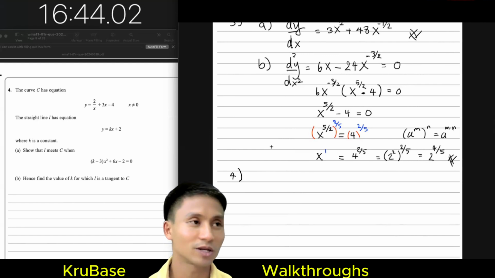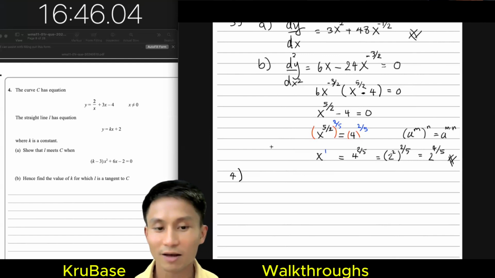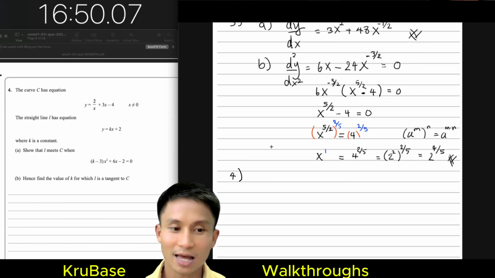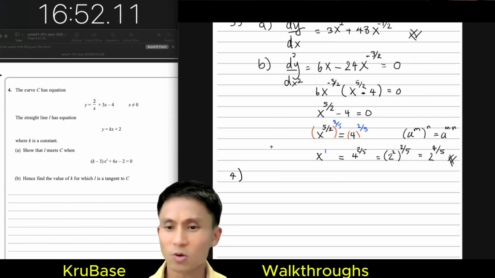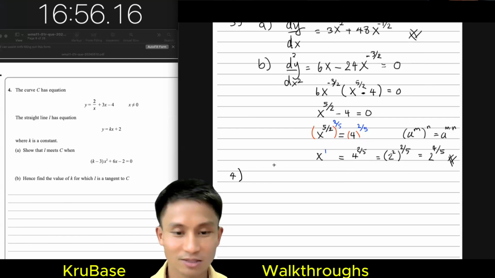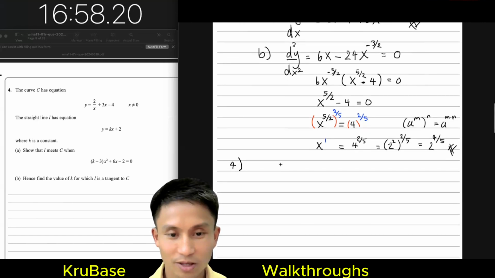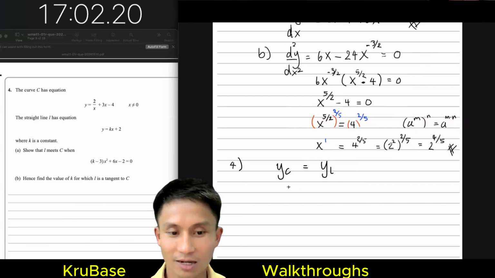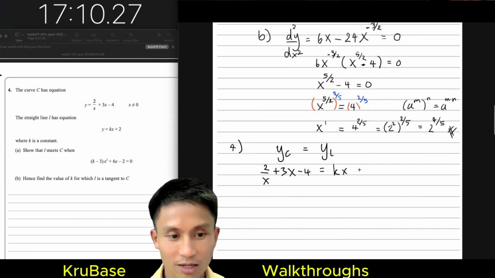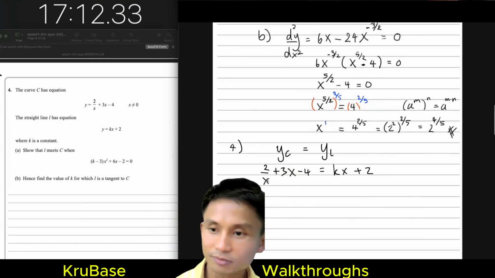Meeting means, whenever any two graphs meet or intersect, we can solve simultaneously, or we equate the y, right? So here they already have y as the subject for both equations. So I'm going to just say something like y of C equals y of the line, basically. So 2 over x plus 3x minus 4 would be equal to kx plus 2.